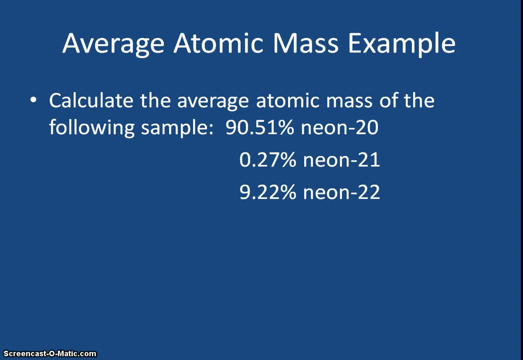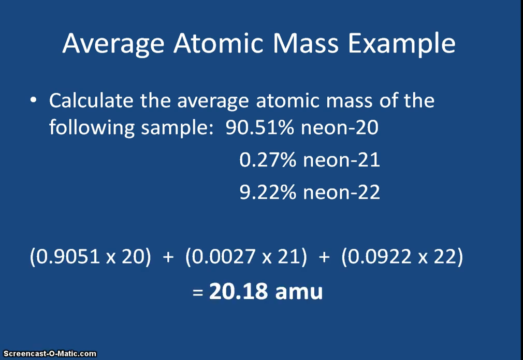Let's look at one more example. For this one, we have 90.51% neon 20. So you're going to divide it by 100 and it becomes 0.9051 times 20. Divide each of the other percentages by 100, multiply them by the numbers, and then add them all up together. And check to see that it makes sense. Almost 91% of it is neon 20, so your answer should be closest to 20, not to 21 or 22. And it is, so that makes sense.